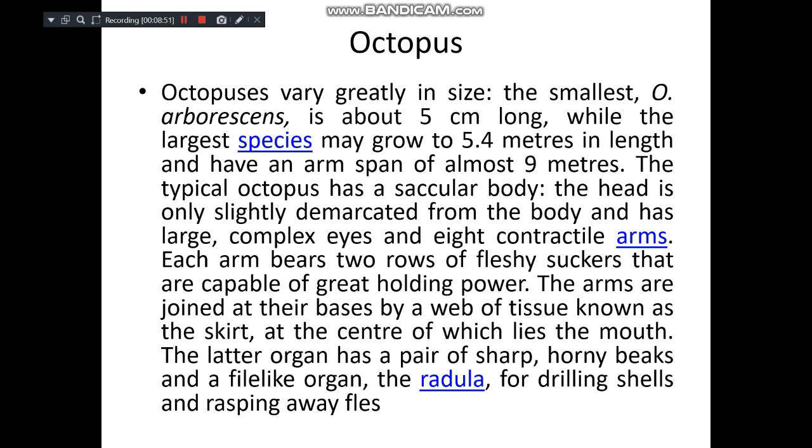Octopus is a group again in the class Cephalopoda. The size varies greatly. The smallest is about 5 centimeters, while the largest may grow up to 5.4 meters in length. In such species of octopus which grow more than 5.4 meters, the arm span is almost 9 meters. Anything within the reach of 9 meters it can feed on.